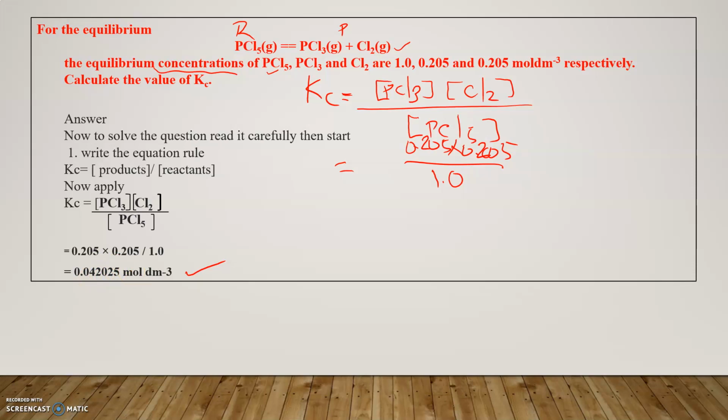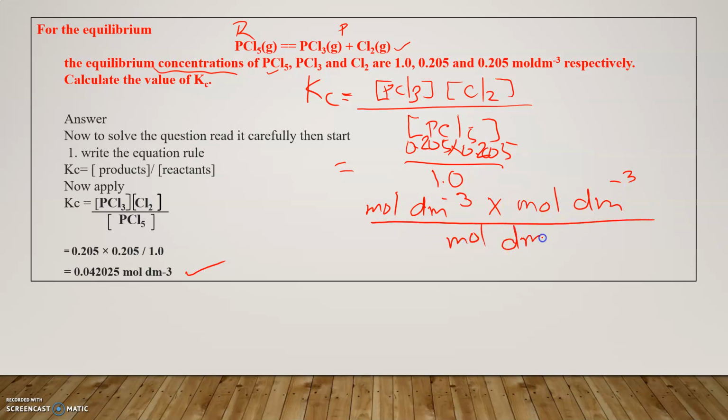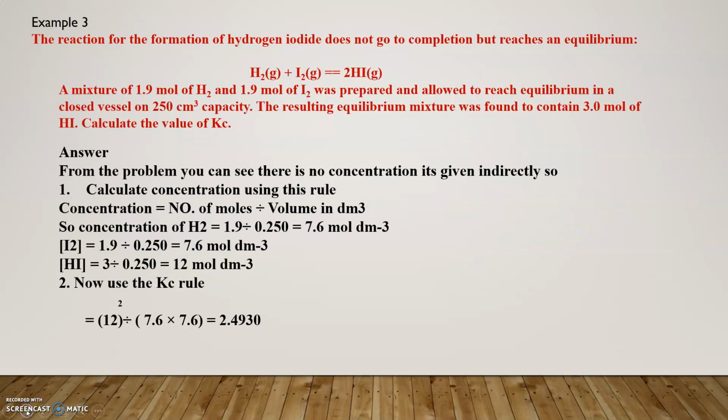How did we know the unit? Easy. We have mole per dm cube times mole per dm cube divided by mole per dm cube. So all you have left is mole per dm cube for that reaction. This is the unit for Kc for that reaction. Now let's try another example.